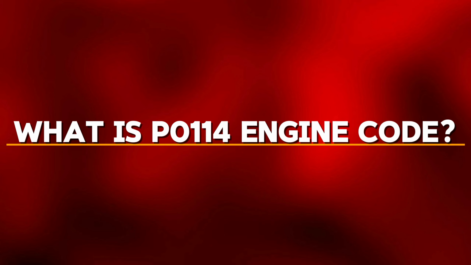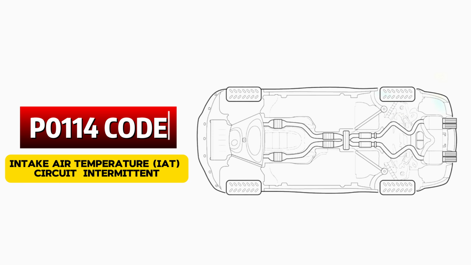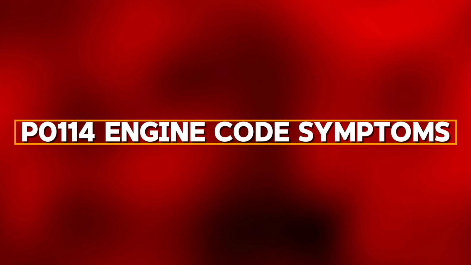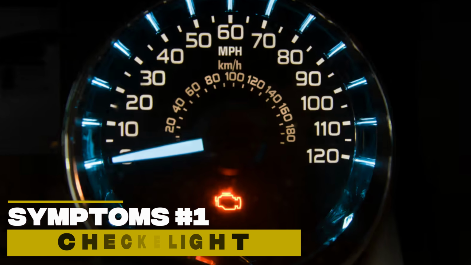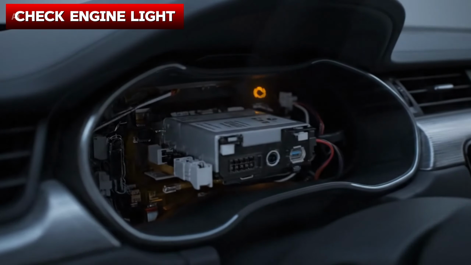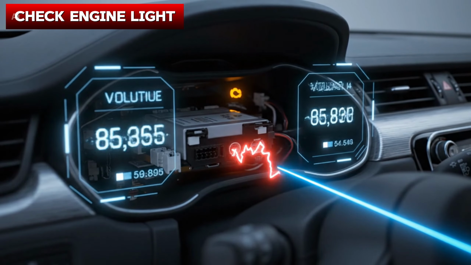First, what exactly is the P0114 engine code? It indicates that the powertrain control module has detected an intermittent input signal from the intake air temperature sensor circuit. When this code appears, you may notice a few things. This is usually the first symptom you'll notice. The check engine light turns on when the ECM detects an abnormal voltage from the intake air temperature sensor.